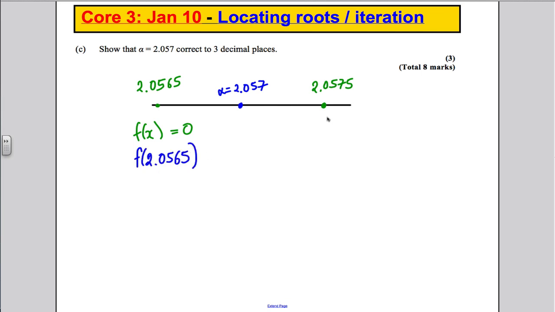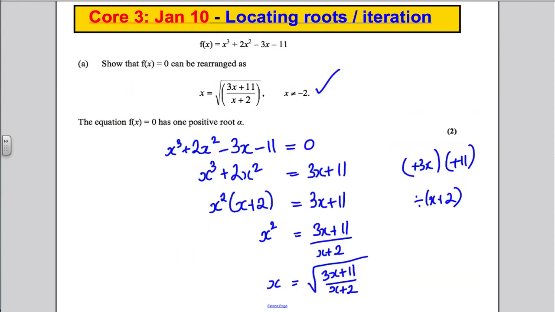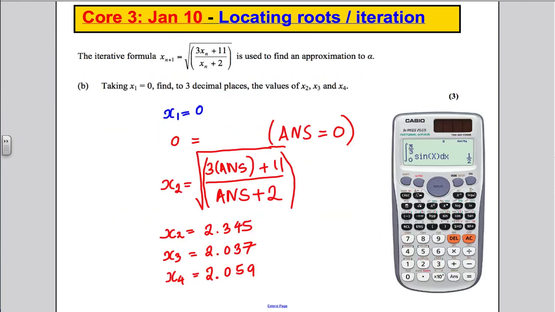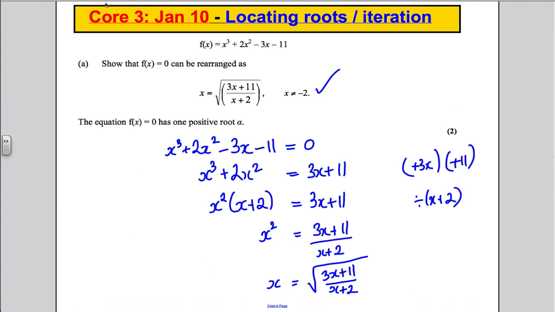2.0565. And remember, our original f of x is x cubed plus 2x squared, subtract 3x minus 11. So if I might just take a photograph of that and save some time.